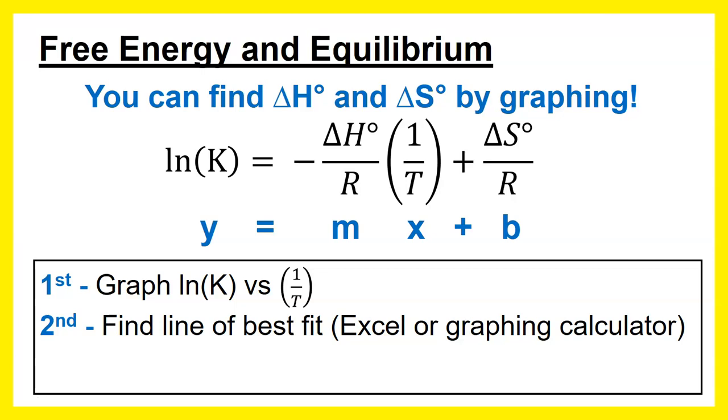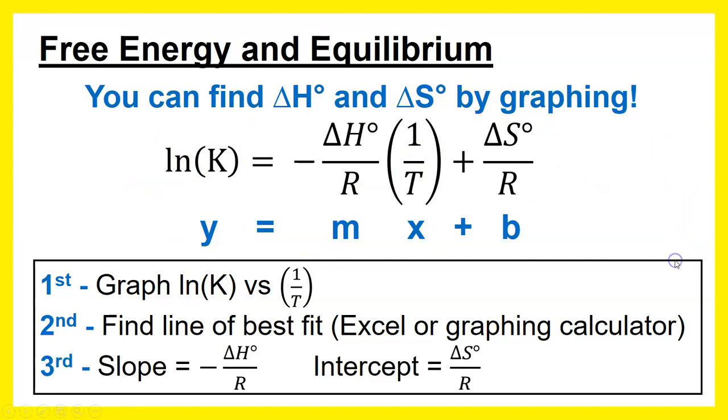It gives you an equation, and that equation mimics this one up here. Your slope is negative delta H over R, and your intercept is delta S over R. Multiply those numbers that Excel gave you by your R value, right? You can figure out what those thermodynamic pieces of data are that you might need. Delta H and delta S. Very, very handy.